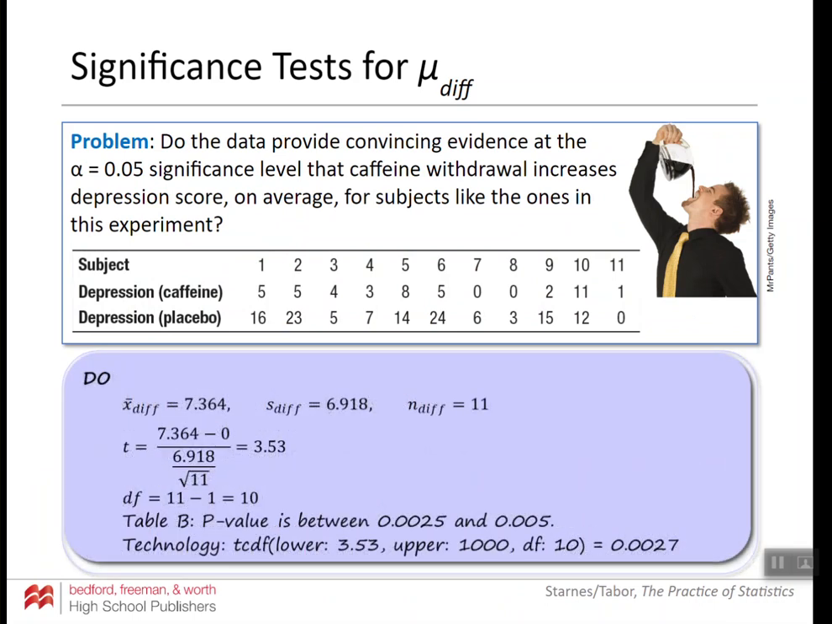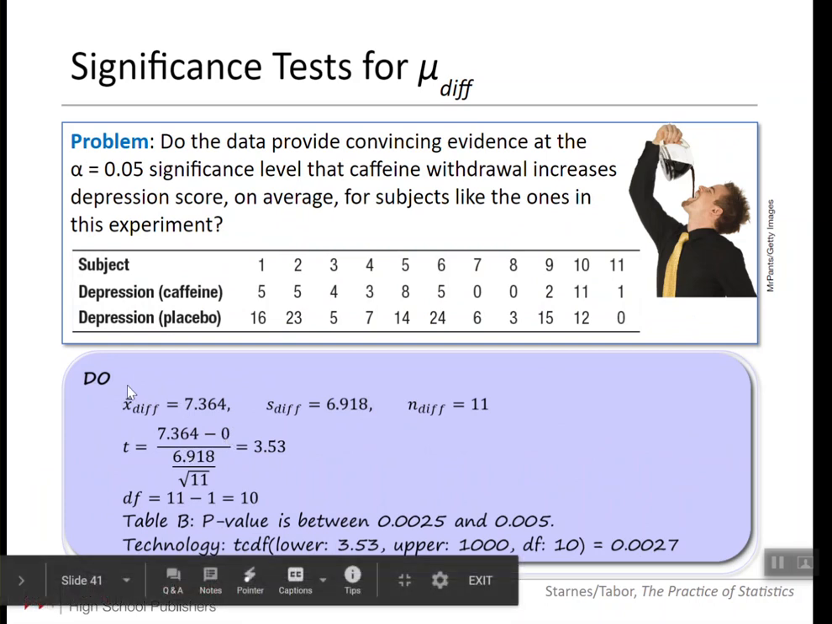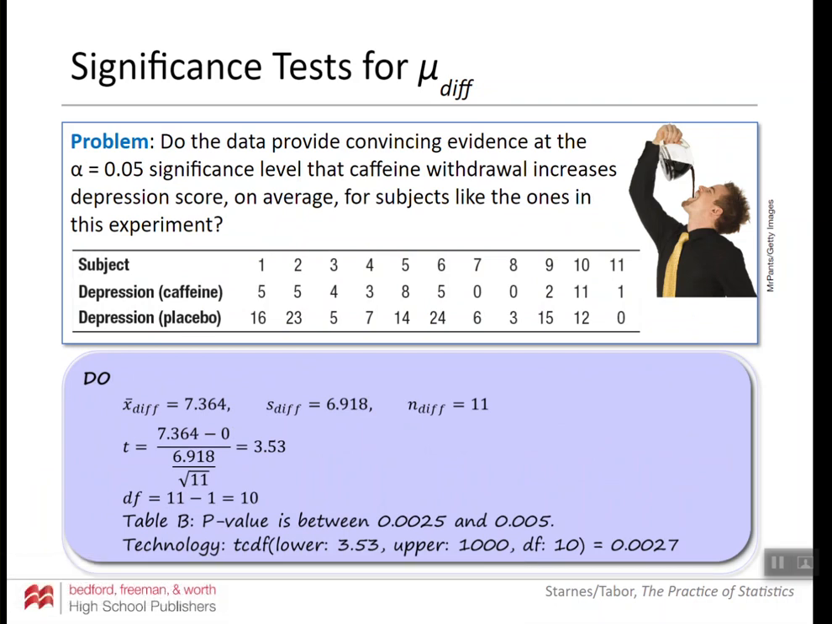Now we need to go ahead and calculate our t statistic and our p-value. So you will notice that in this data set, the difference is not given. You can go ahead and calculate that on your own if you want to. We did specify earlier that we're doing placebo minus caffeine.